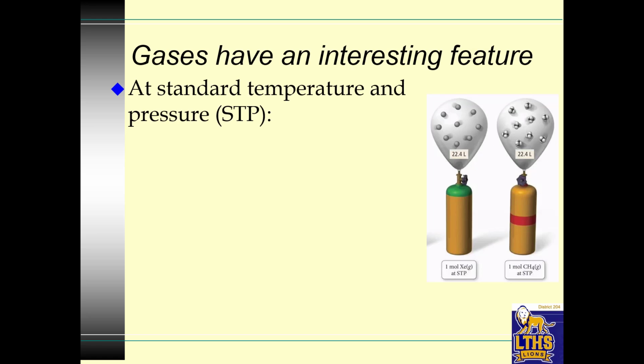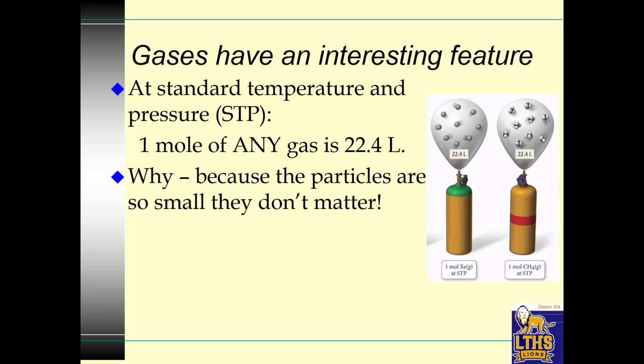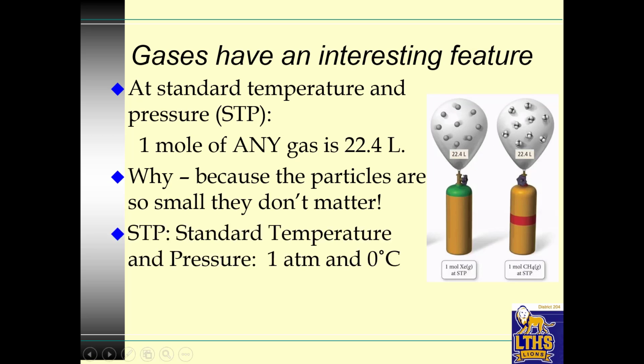Okay. Gases have an interesting feature. At standard temperature and pressure, 1 mole of any gas takes up 22.4 liters of space. How can that happen? Well, the particles are so small and gases are so spread out that you can have a mole of any gas at STP and they'll have the same amount of space. Okay, so here's 1 mole of xenon gas. How much? 22.4 liters. 1 mole of methane gas. How much? 22.4 liters. Okay, so STP we'll talk about more eventually, but it's conditions that are 1 atmosphere for pressure and 0 degrees for temperature. So here's 1 atmosphere at the temperature of 0 degrees Celsius.